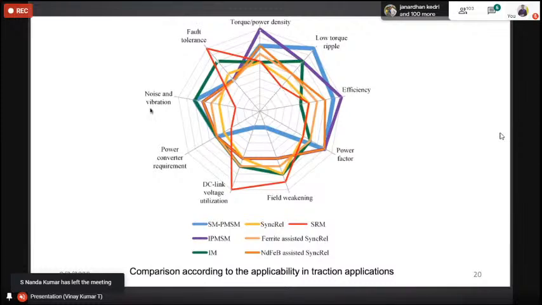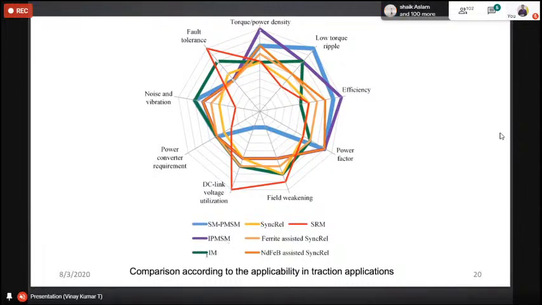Next, come to surface mounted. The advantage of the surface mounted is that torque ripples are less. This is the main feature of the surface mounted permanent magnet synchronous machine. Why torque ripples are less, later I will try to explain, right? One more advantage is that the power factor of the machine is very good. Surface mounted permanent magnet synchronous machine power factor is very good. Interior permanent magnet synchronous machine power factor is also very good. Interior permanent magnet advantages: efficiency is more. Torque per power density is also more for the interior permanent magnet synchronous machine, right?